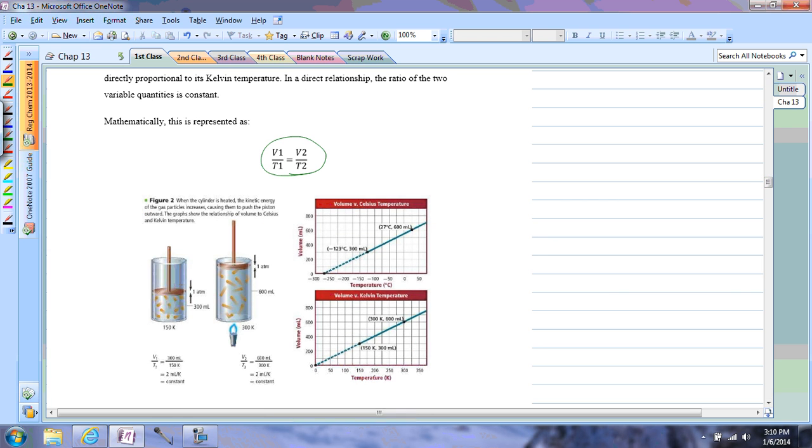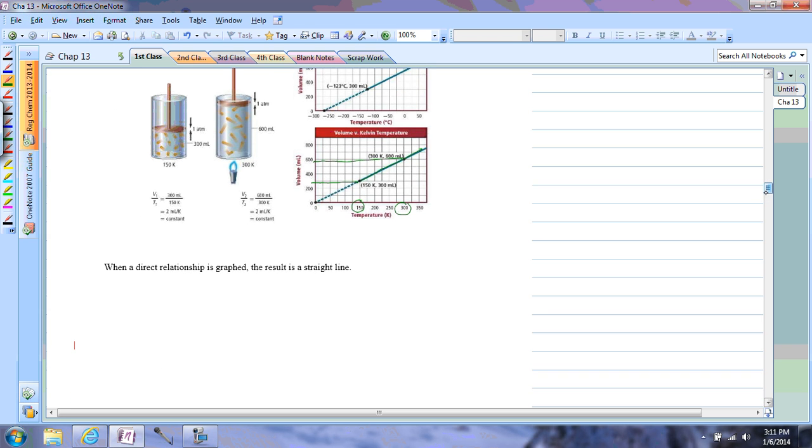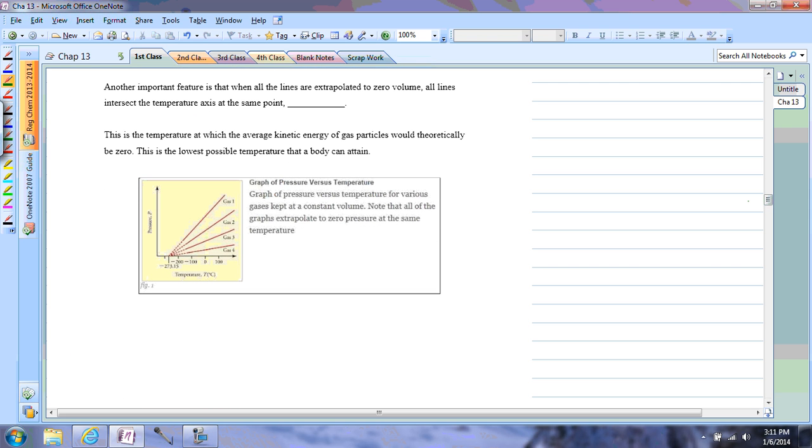Here on the Kelvin scale, if we are at a temperature of 150 Kelvin, our volume is 300. If we double it to 300 Kelvin, our volume jumps up to 600. So this time we have a straight line because of the direct relationship. When a direct relationship is graphed, the result is a straight line.